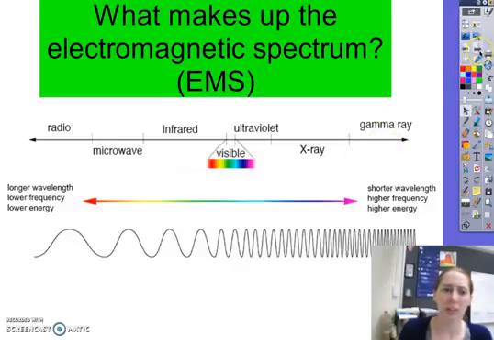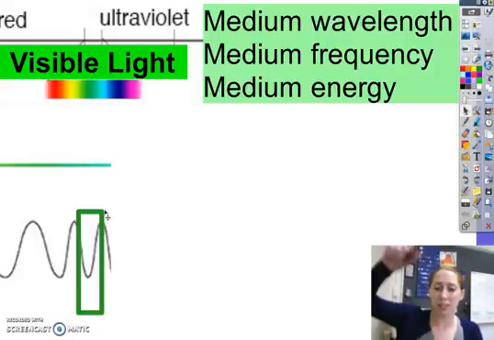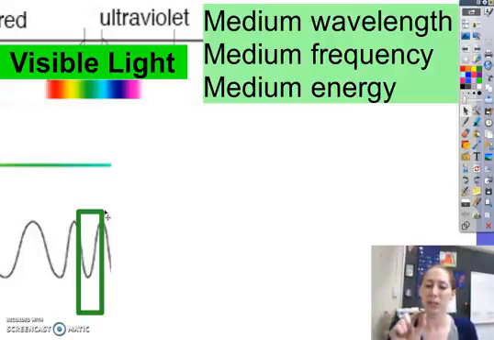Let's start off looking at our electromagnetic spectrum in the middle. Visible light. It's a very small portion. I read somewhere that if the electromagnetic spectrum was stretched from Sacramento or San Francisco, California, up to Seattle, Washington, the visible light portion of the electromagnetic spectrum would only be an inch wide. That's tiny. But within this little tiny portion makes up everything that we see. All the colors we see, every experience we have is made up from this tiny portion of the electromagnetic spectrum. And it has medium wavelengths, medium frequency, and medium energy.